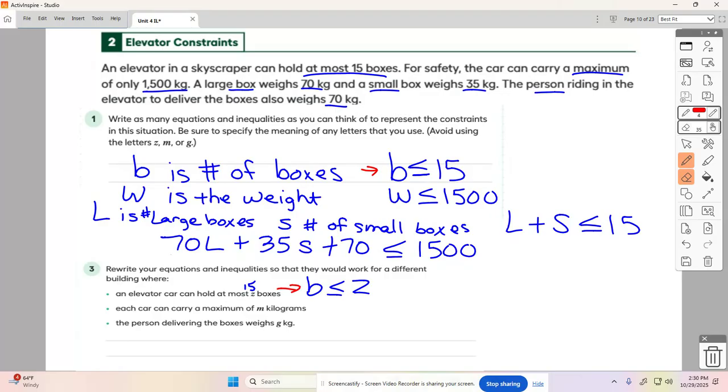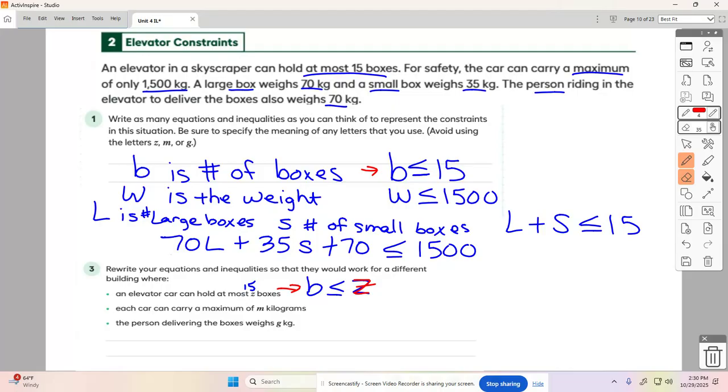That's confusing. So this is one specific skyscraper that we started with. What they want is an inequality that will work for any skyscraper when Z represents the number of boxes it can hold. So one skyscraper is 15, the next one may be 20, the next one may be 10, the next one might be 40. So Z is a variable representing something we still don't know, okay?